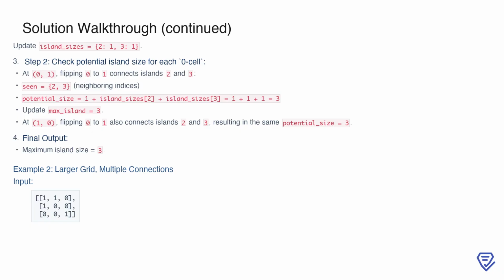Similarly, at 1, 0, flipping the 0 to 1 also connects islands 2 and 3, yielding the same potential size of 3. No other flips result in a larger island. Thus, the final output for this example is a maximum island size of 3.